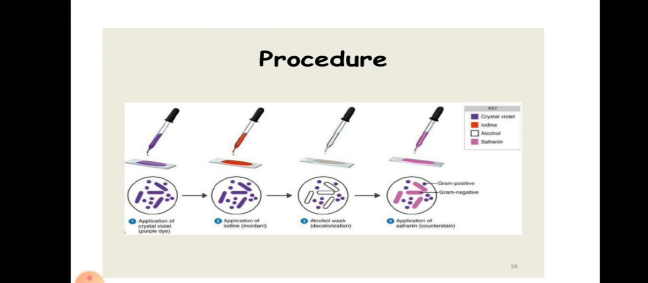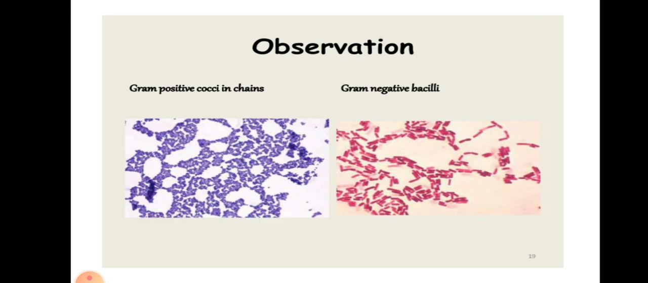Then a counter stain is added, safranin. The safranin will be taken by only gram negative bacteria but not gram positive bacteria. So gram positive bacteria will appear purple in color because of crystal violet staining, whereas gram negative bacilli will appear red in color because of safranin stain.